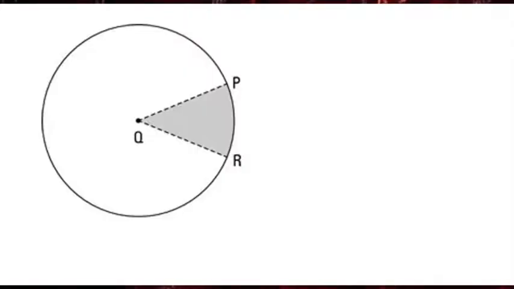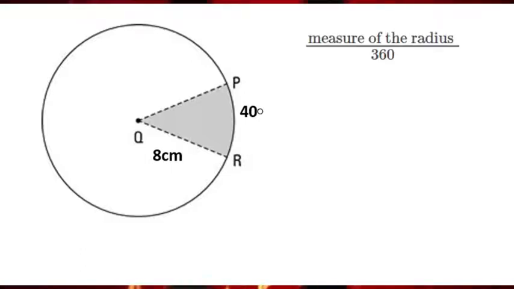Let's give this circle some values. The arc PR has a measure of 40 degrees, while the radius has a value of 8 centimeters. How can you find the area of the sector of the circle? You must use the formula for the ratio, where the measure of the arc is divided by 360. In this example, we have 40 degrees, so by substitution it is 40 divided by 360, which is equal to 1/9.